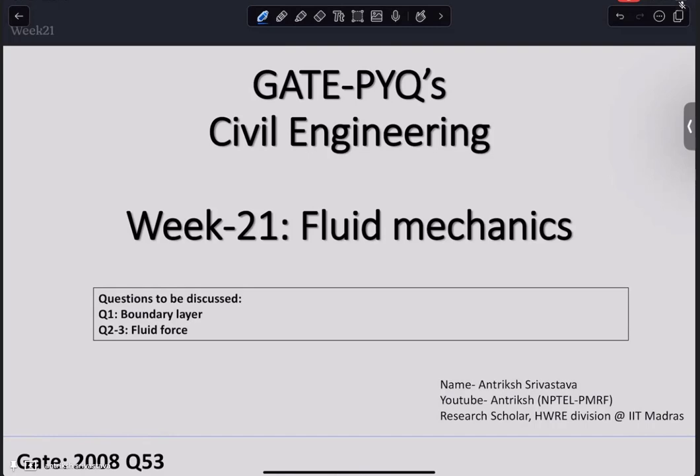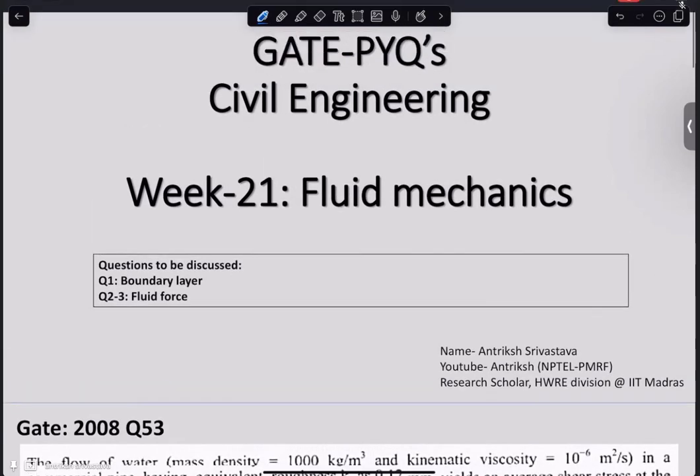All right, so this is a re-upload or a re-record for the week 21 fluid mechanics, because the audio quality for that recording or that session was not good as I was in the train at that time. So we are just quickly going to see all these questions. I am not going to go through all the explanations I tried in that session, but still we'll see how we solve the questions.